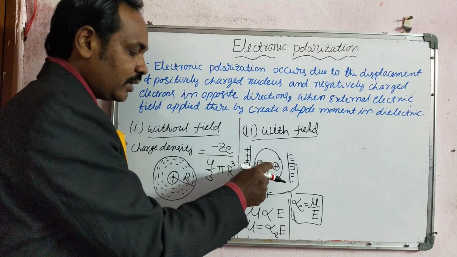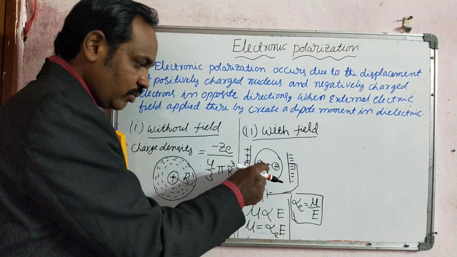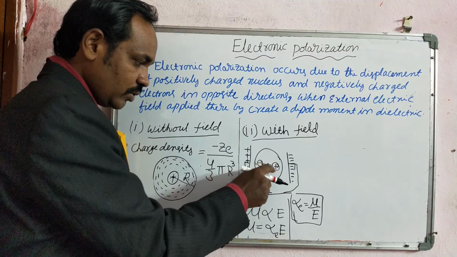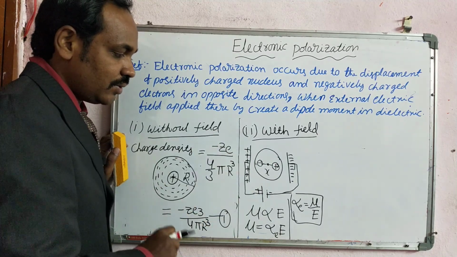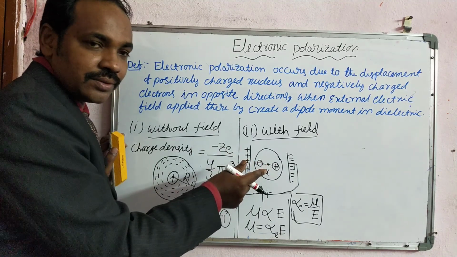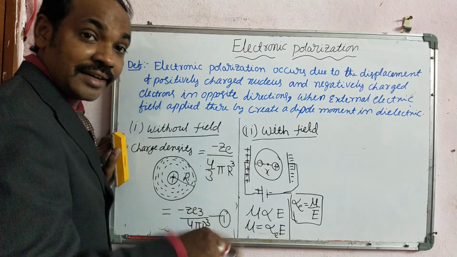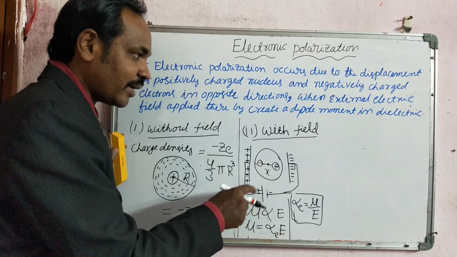Thereby two poles are created here. The negative center will move from the equilibrium position, and the positive center will move from here to here when you apply the electric field. Because there is a charge separation, two poles are created, and these are called dipoles. Dipoles are created when you apply the electric field.